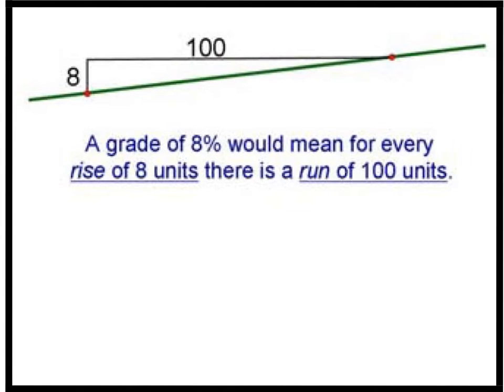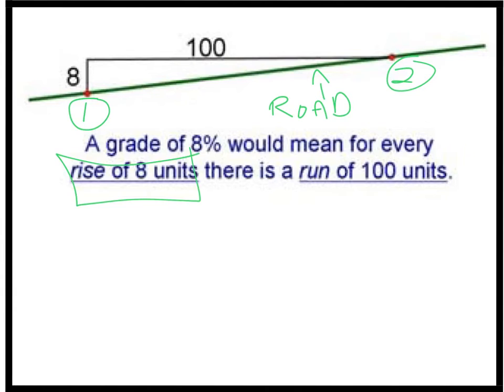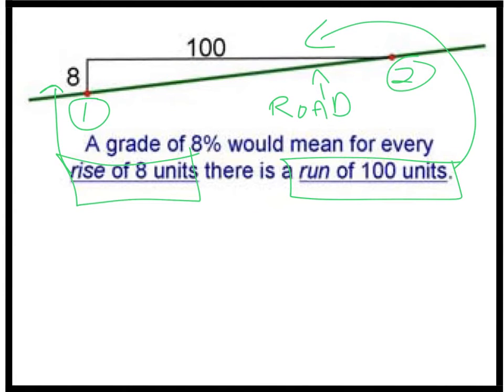So, we're given a question here. We see a road shown with the green line, and they measure two separate points. Here's our first point, here's our second point. We see that we have a rise of 8 units right here, and we have a run of 100 units right here.